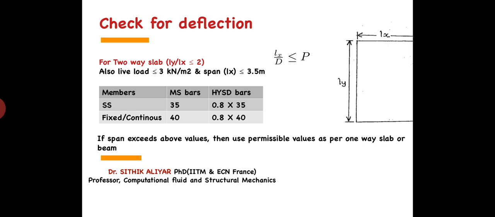Initially, we have seen 7, 20, 26 in one-way slab or beam. Here it is 35 or 40 for mild steel bars, 0.8 into 35, 0.8 into 40 for HYSD bars. If the span length of your two-way slab is more than 3.5 meter, then use the same ratio we have given for a one-way slab. Okay, so this is another table you should memorize for span by depth ratio for two-way slabs.